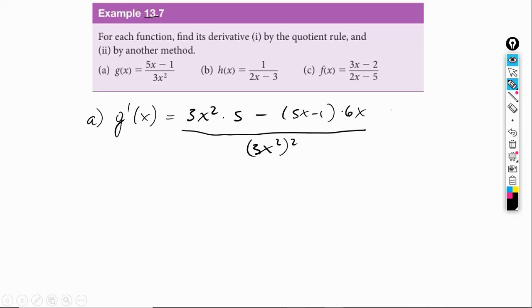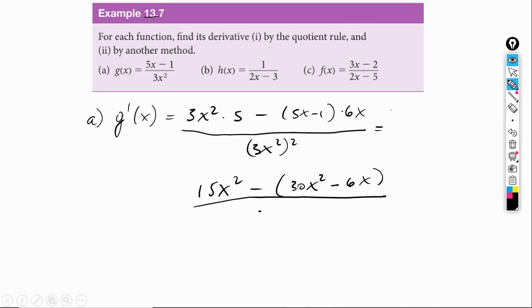So the next thing that you're expected to do is to expand and simplify this. Okay, so this is going to be 15x squared minus, and this is where you have to be careful with the signs. So this is going to be 30x squared minus 6x over 9x to the 4.